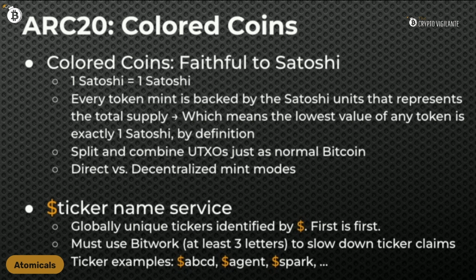But first, a token standard would not be complete without a ticker name service. Similar to the fashion of container names, we have globally unique tickers identified by $. First is first. We must use Bitwork, again, to slow down the ticker claims for all the same reasons. And of course, we probably do want a very nice vanity Atomicals reference or transaction reference for this, because you're making a token, it's going to be that much more special with your own prefix.